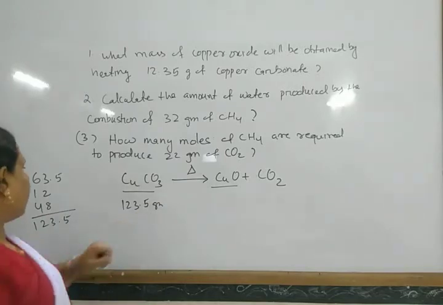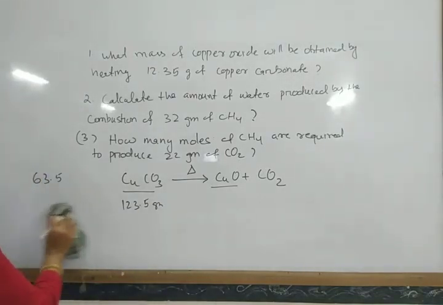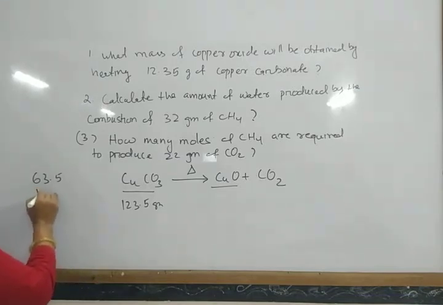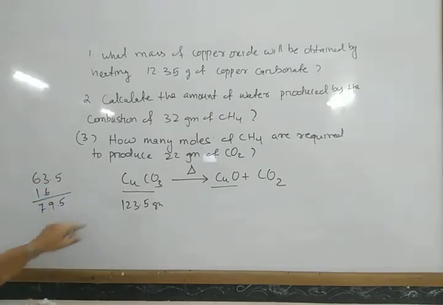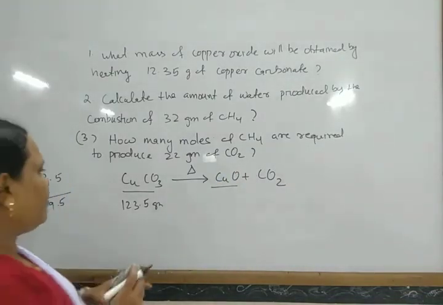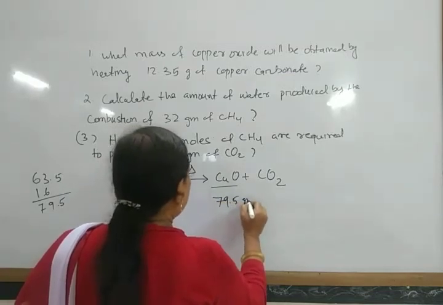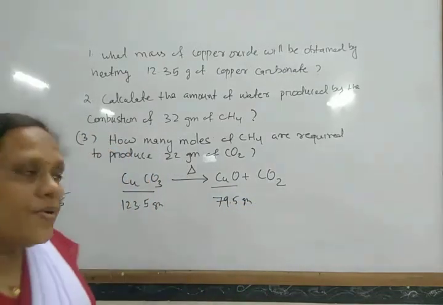And copper oxide: copper has weight 63.5, oxygen has weight 16. So 63.5 plus 16 is 79.5. Copper has 63.5, oxygen has 16, so 79.5 gram.